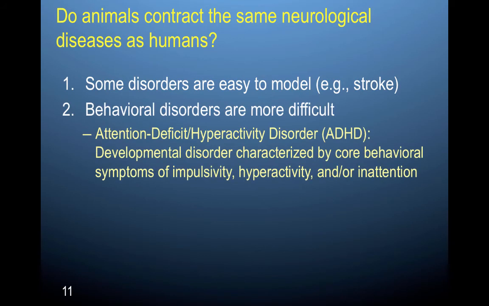But there are other disorders, such as behavioral disorders, that are more difficult. Attention deficit hyperactivity disorder, for example, is a developmental disorder characterized by core behavioral symptoms of impulsivity, hyperactivity, and/or inattention. This would be more challenging to investigate in animals. However, other behavioral disorders, such as depression and addiction, are more successfully investigated in animals.